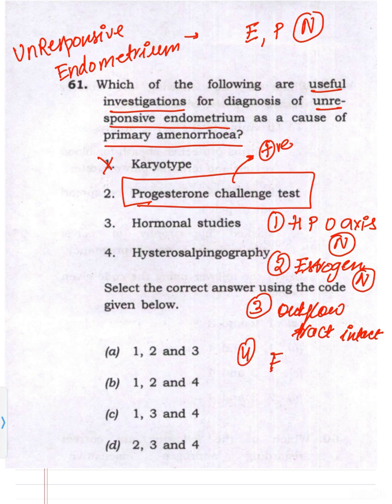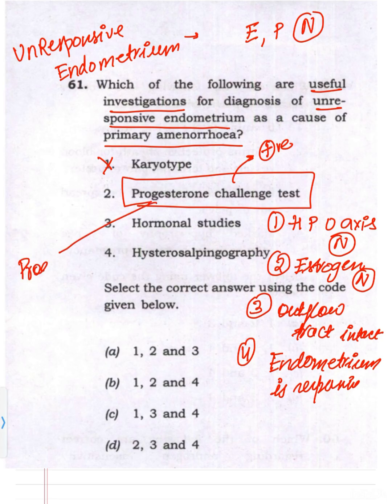The fourth is that the endometrium is responsive to hormone. So where is the problem? If it is positive, it means the problem was in progesterone. So estrogen is not a problem, but progesterone is the problem.